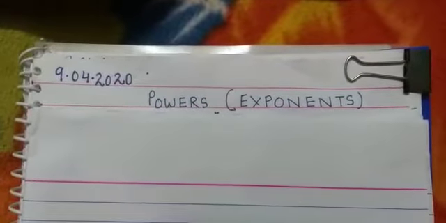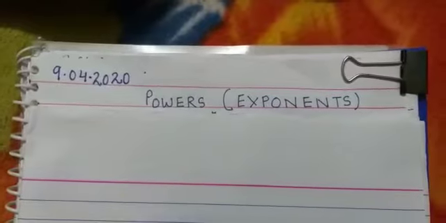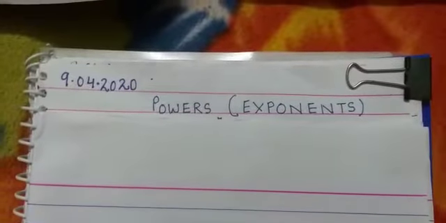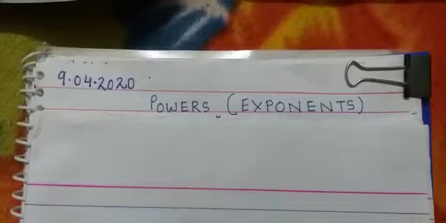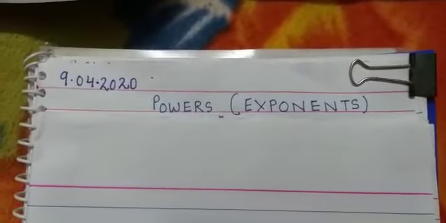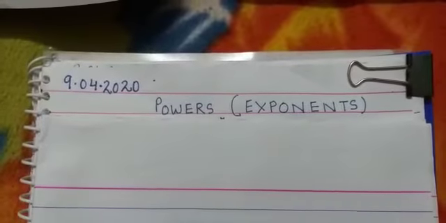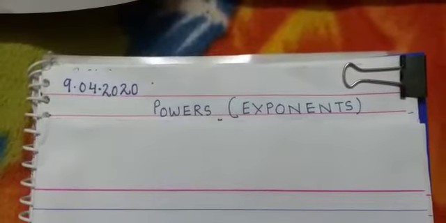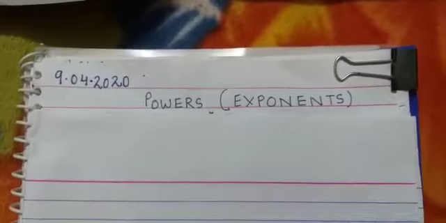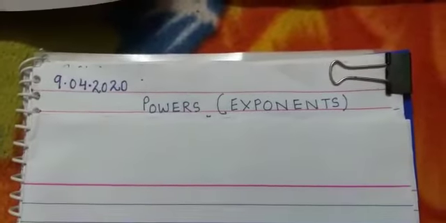Today we are going to start with the second chapter, and the name of the chapter is Powers. What does power mean? The exponents. You learned in class 7 that exponents are a powerful way to express repeated multiplication of a number by itself in a short form. I think you all know what exponents are.